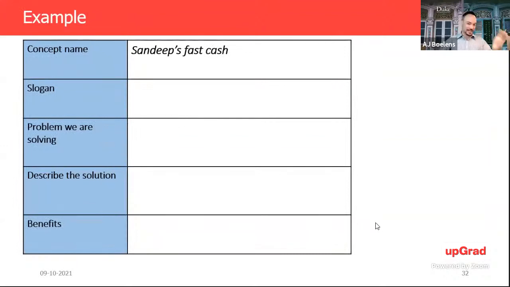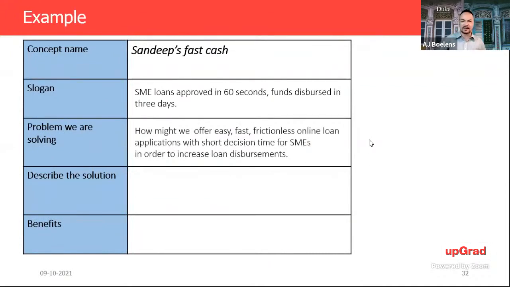So I'm going to give you another example, Sandeep's Fast Cash. This is my concept. The slogan is for SME loans, they're approved in 60 seconds, and funds are distributed to these SME owners within 3 days. Wouldn't that be great if you're a small business owner? So what's the problem? Why would we want to have Sandeep's Fast Cash? Well, the problem is, how might we offer easy, fast, frictionless online loan applications with short decision time for SMEs in order to increase loan disbursements?